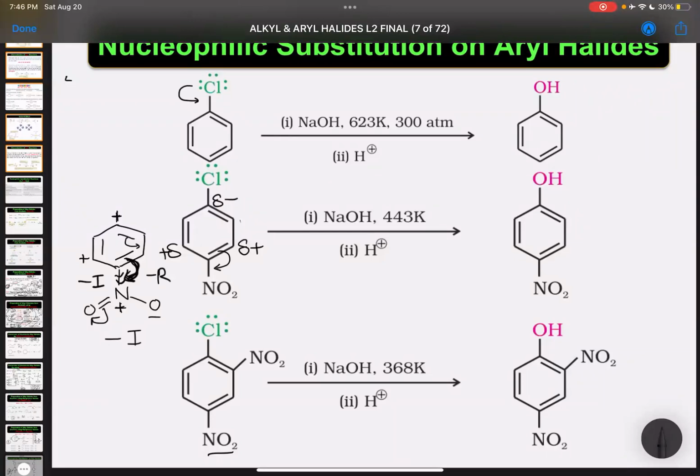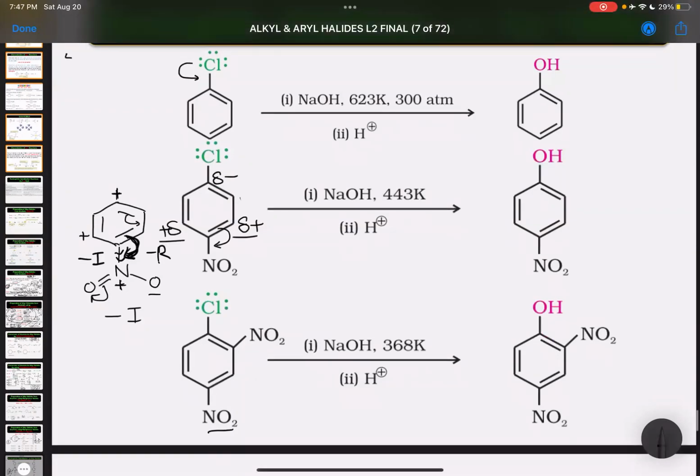So in both ways, actually, Cl was pulling and giving its lone pair. But for NO2, this is not the case. NO2 is pulling the sigma electron, the single bond electron, and the pi electrons also. The double bonded electron also, the NO2 is pulling. And due to that, the ring is having a plus charge at ortho and para positions. Okay. Clear?